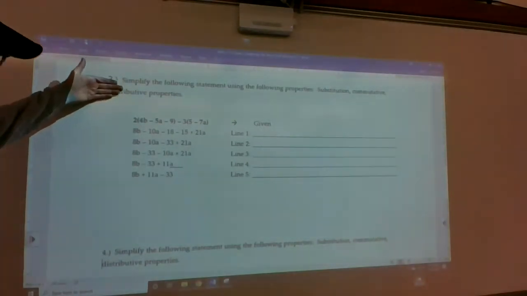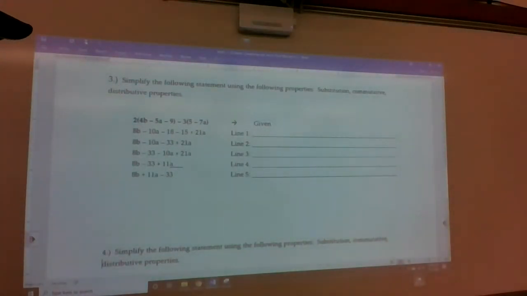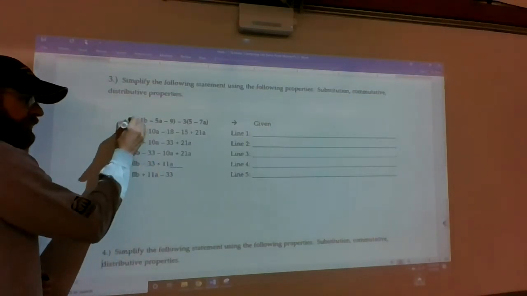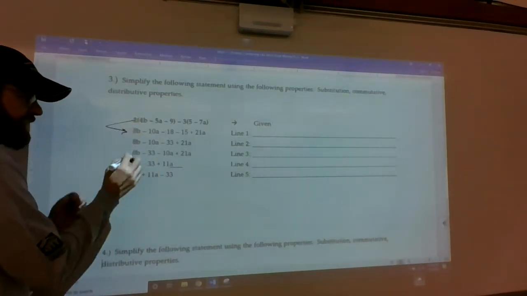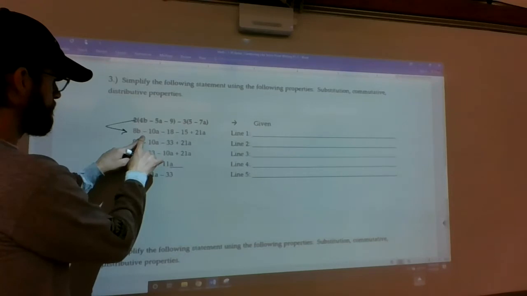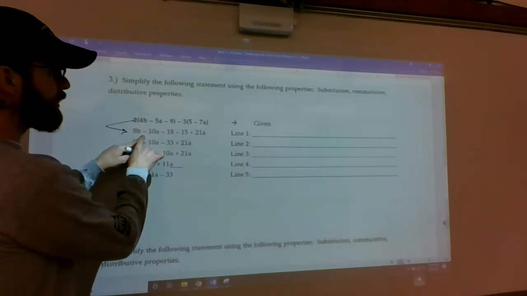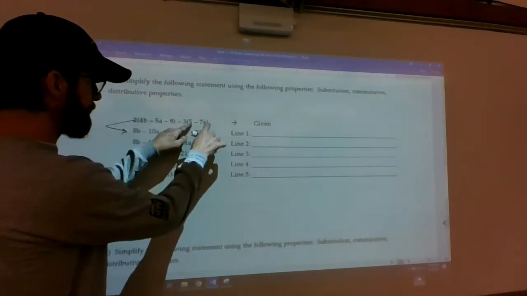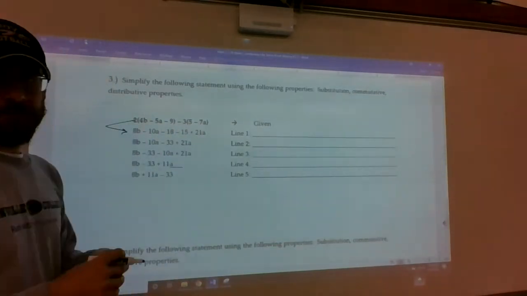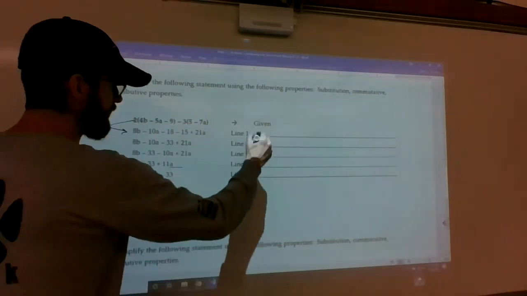All right, so we're given a full proof right here. Start with the given. What changed to get to line 1? We had grouping symbols, parentheses, they're gone now. That's the distributive property.